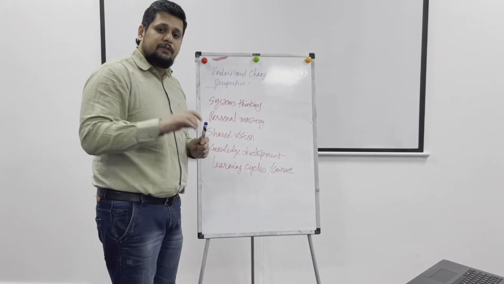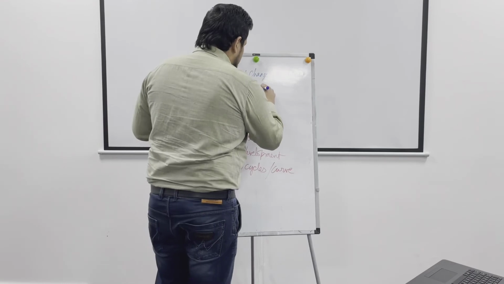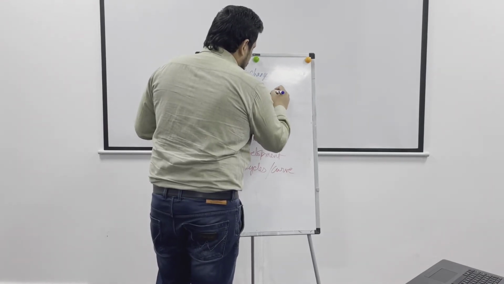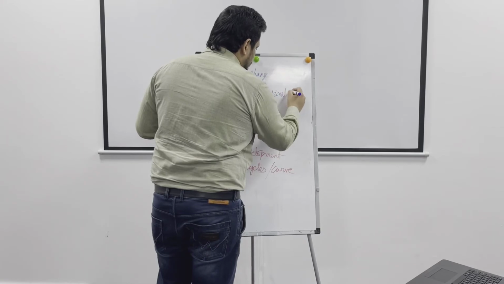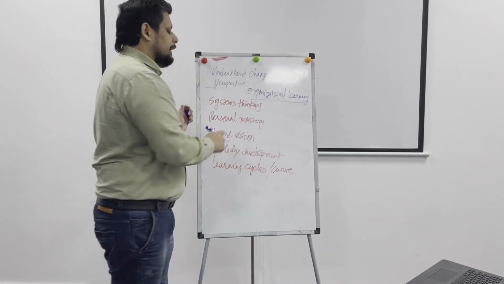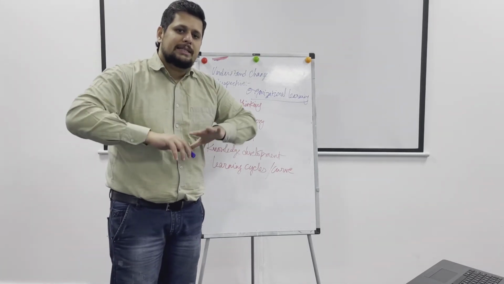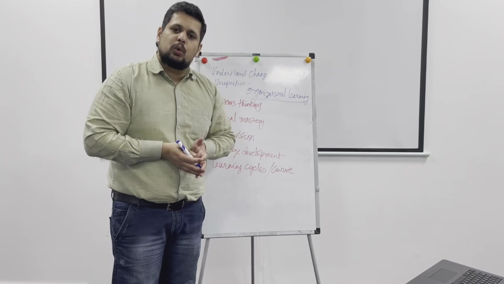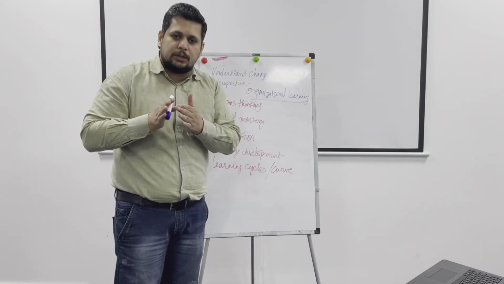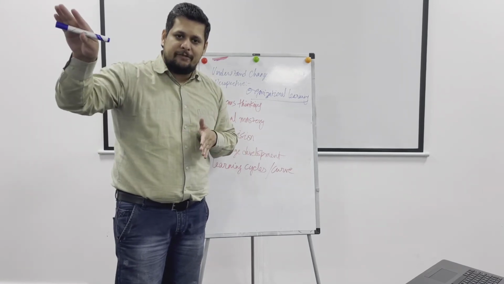So now, the first thing you'll be learning from an organizational learning perspective is systems thinking. What is systems thinking? How a system in the organization is working. A is connected to B, B is connected to C, C is connected to D, Z is connected to F.